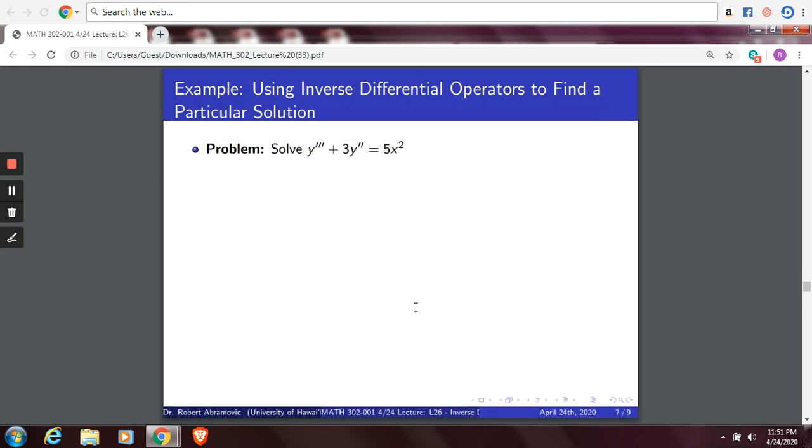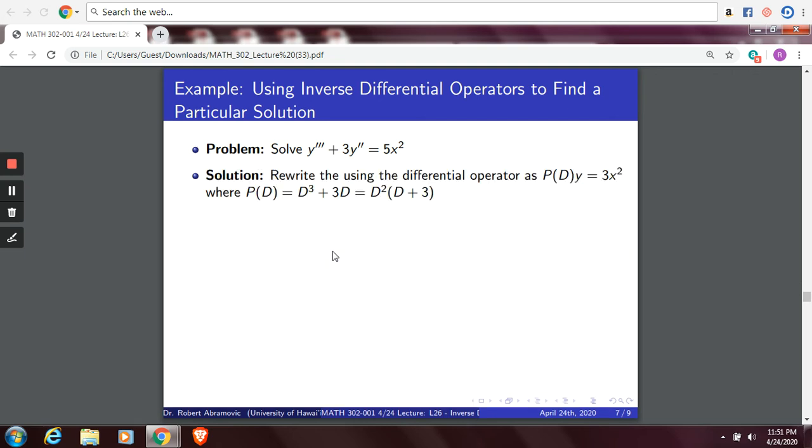So here's an example. Let's use inverse differential operators to find a particular solution. Here's a problem. Solve y triple prime plus 3y double prime is 3x squared. We're going to rewrite this using the differential operator as follows. P of D times y is 3x squared, where P of D is D cubed plus 3D squared. So D squared factors out: D squared times D plus 3.